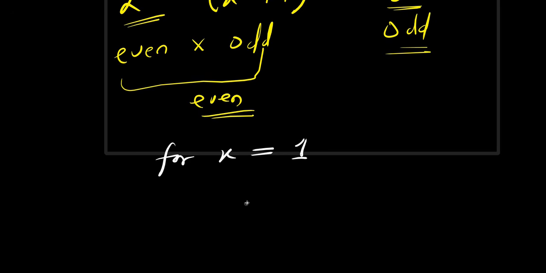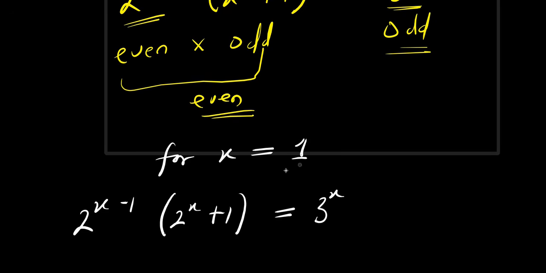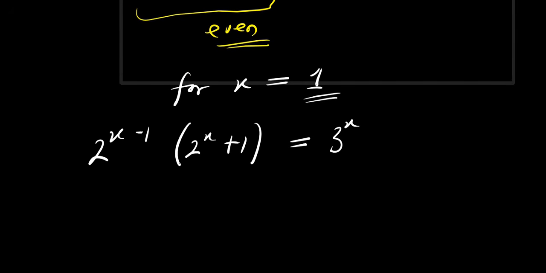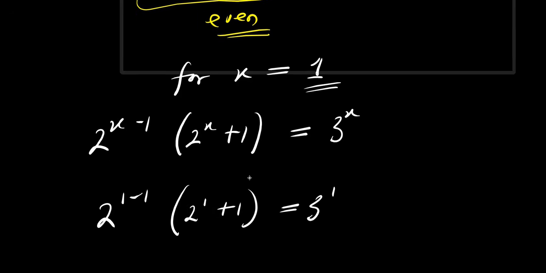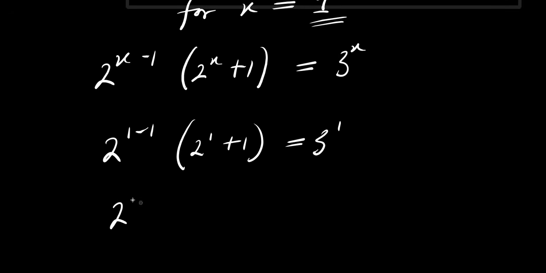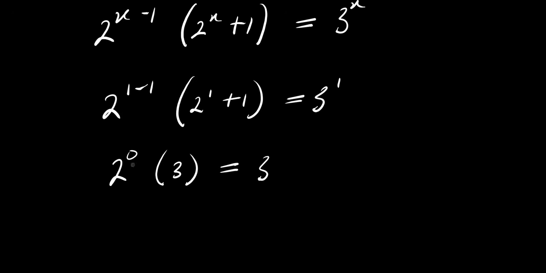So we recopy the problem, which is 2 power x minus 1 times 2 power x plus 1, and this equals 3 power x, right? So let's set this value for x. We are simply going to have 2 power 1 minus 1 times 2 power 1 plus 1 equals 3 power 1. So from here, 2 power 1 minus 1 is 0, times 2 power 1 plus 1, that is 3. 3 power 1 is 3. So 2 power 1 minus 1 is 1, 1 times 3 is 3, equals 3.